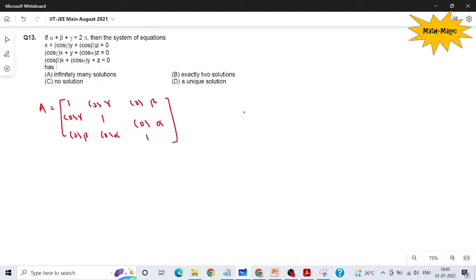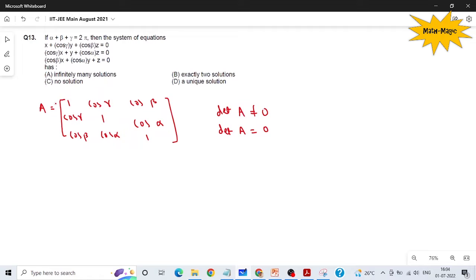So we know that if the determinant of A is not equal to 0, then it has a unique solution. If the determinant of A is equal to 0, then it has infinitely many solutions. No solution option is definitely not possible because it's a homogeneous system. So 0, 0, 0 is a solution.